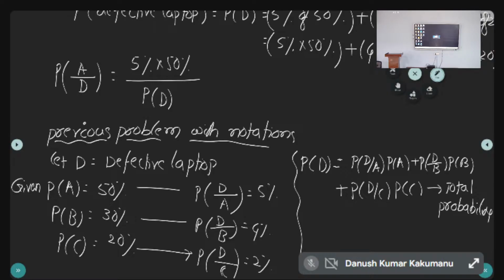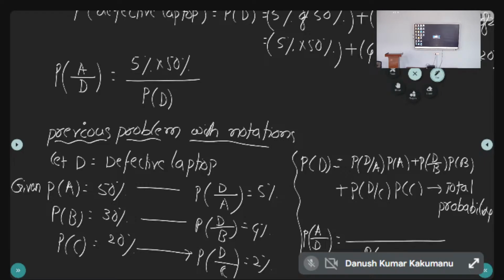Now what is the question here? P of A by D is the question. Why P of A by D? One laptop you have purchased randomly, that laptop is already defective. Find the probability that it is from type A. Reverse notation, say this. Now, by the conditional probability definition, what is it?